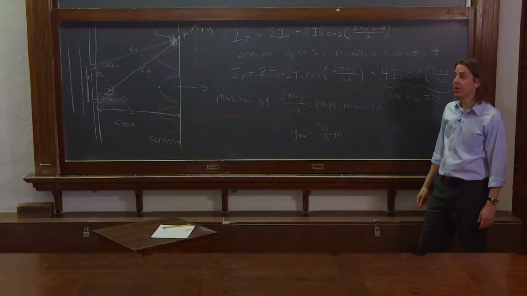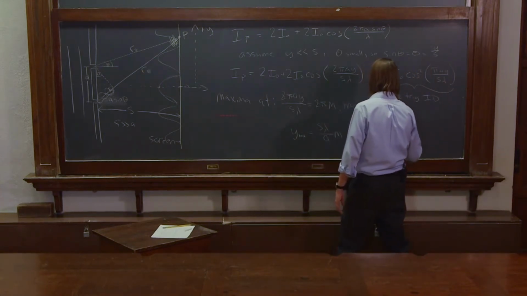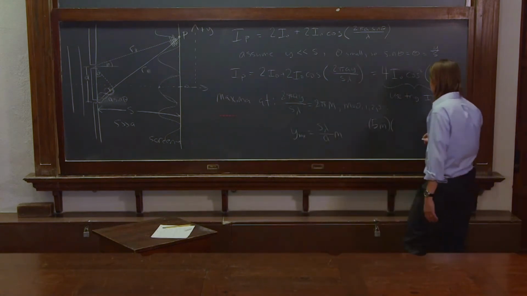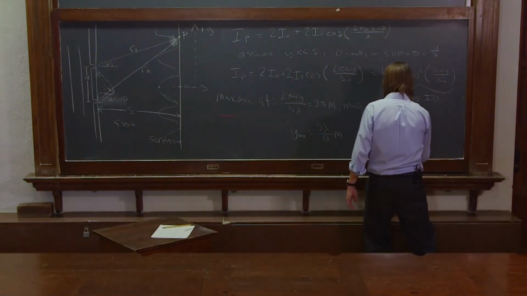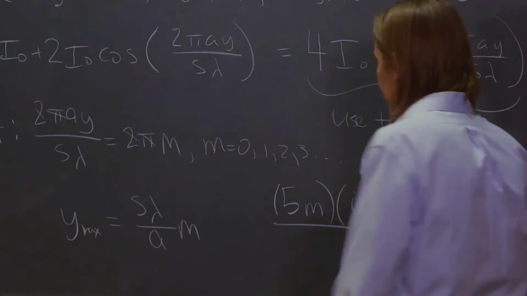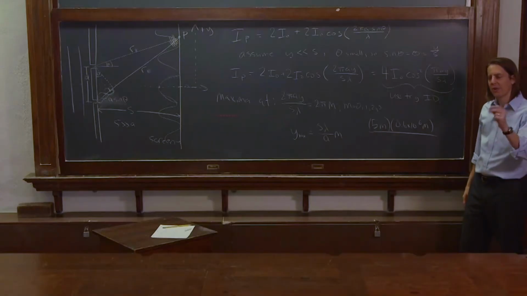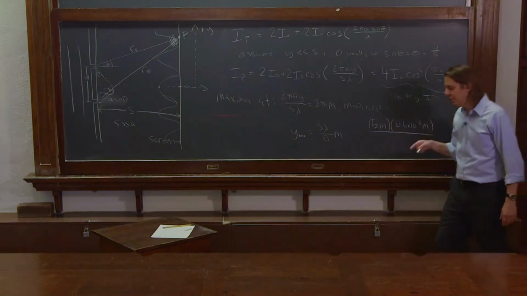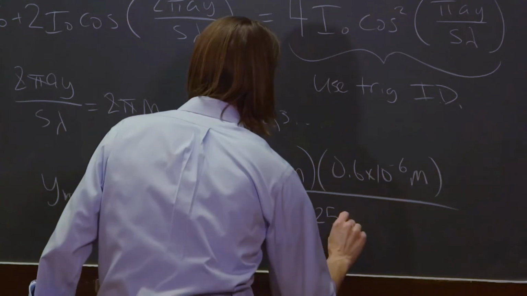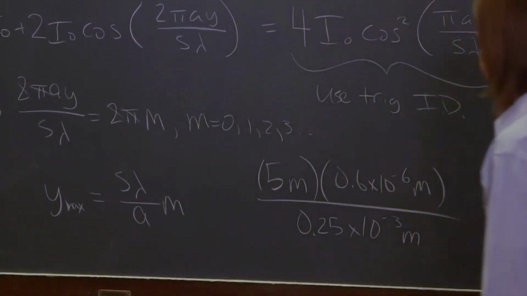The separation is about 5 meters from here to where the laser is back there. The wavelength is about 0.6 times 10 to the minus 6 meters. It's in the red, so roughly 600 nanometers. And a, for these two slits, they're separated by 0.25 millimeters, so 0.25 times 10 to the minus third meters.